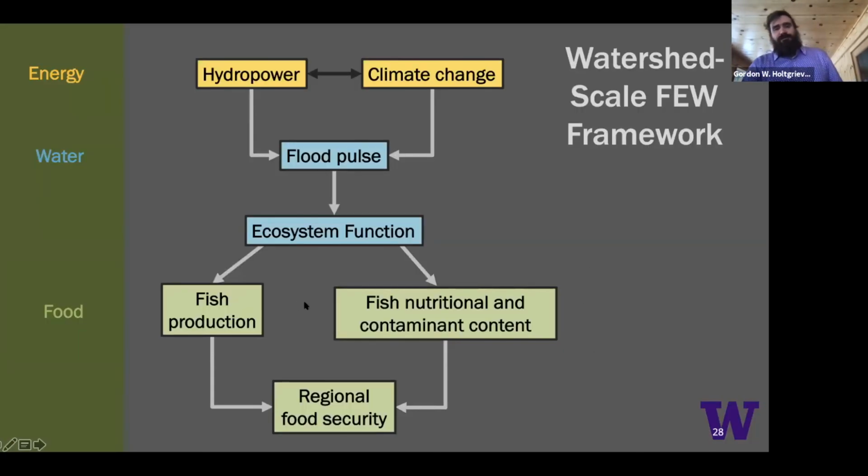Okay, so that's the fish production side, right? We've related flood pulse. We've done some ecology work to try to figure out the mechanisms, but largely we've shown that the timing and the magnitude of the flood pulse is related to fish production, and we've got a potential objective here.